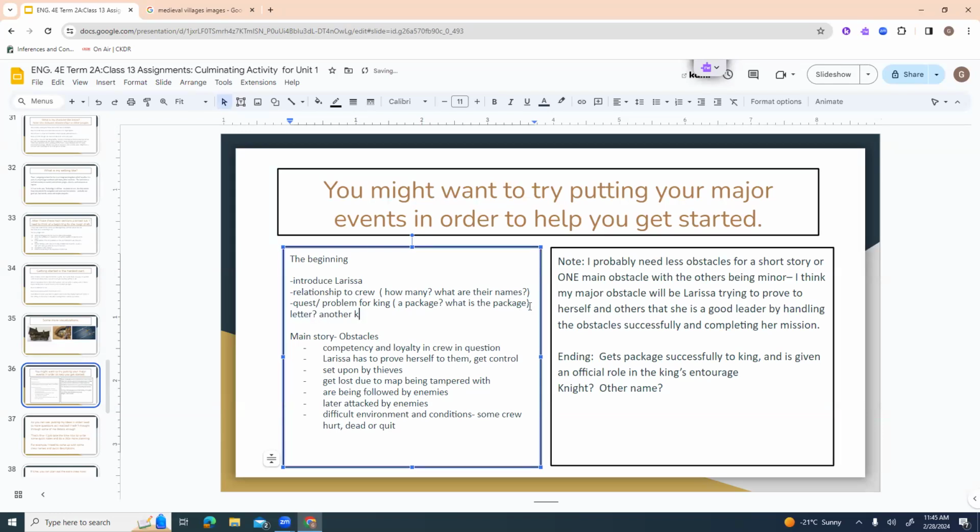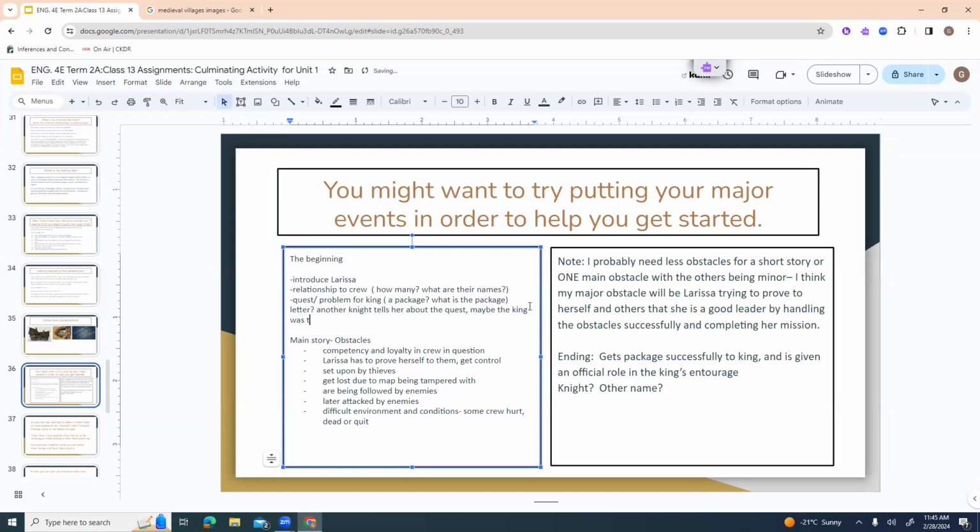another knight tells her about the quest. Maybe the king was traveling. Ooh, I like this. And he had the package, but needed to give it to her for safety. Maybe there's somebody in his entourage that he doesn't trust. Ooh, I like that idea too. All right. Doesn't trust someone in his entourage.